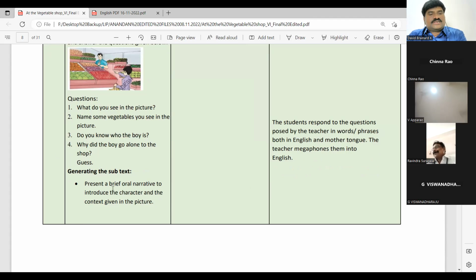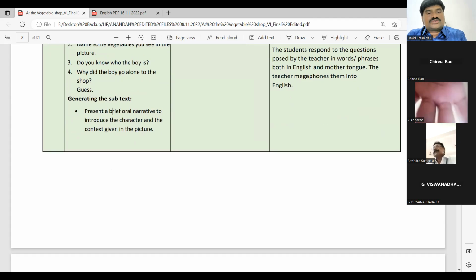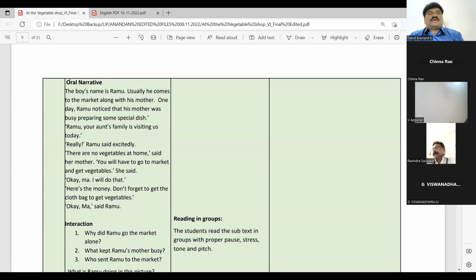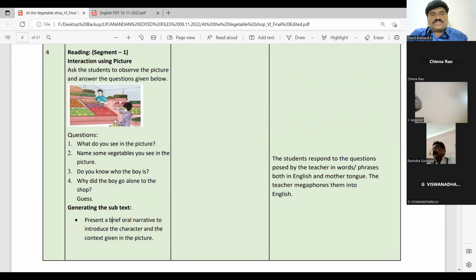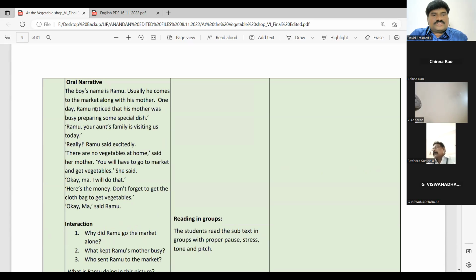And then we try to generate subtext. If it is not possible to generate subtext with the help of the cues given, we can give an oral narrative. So the teacher should get ready with the oral narrative. The teacher should know beforehand what he should tell about this picture. So the oral narrative is made by the teacher. The boy's name is Ramu.